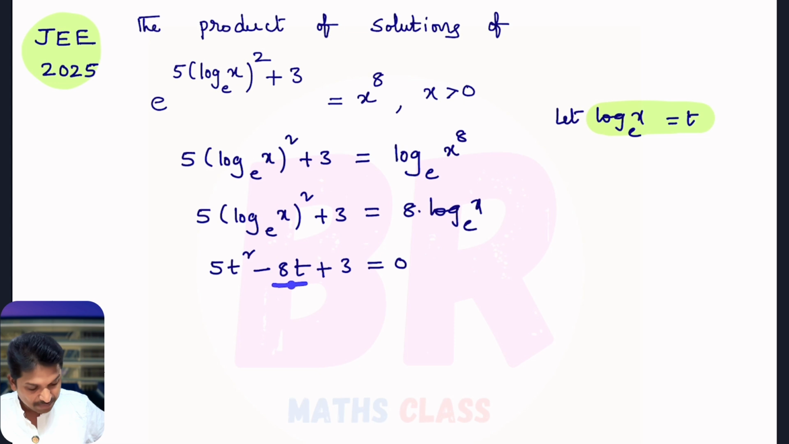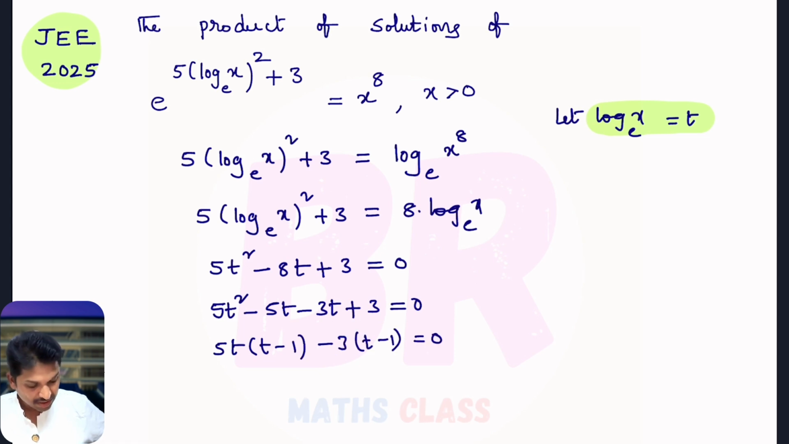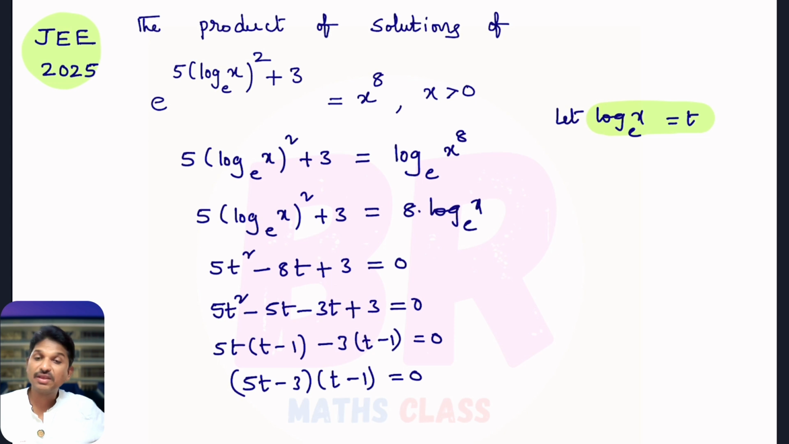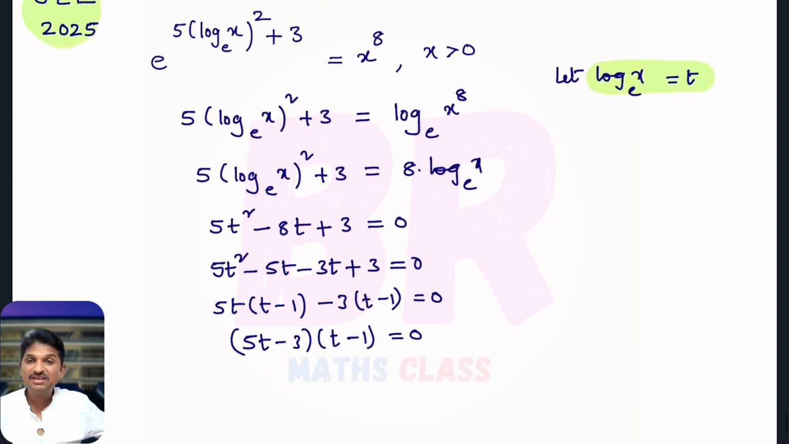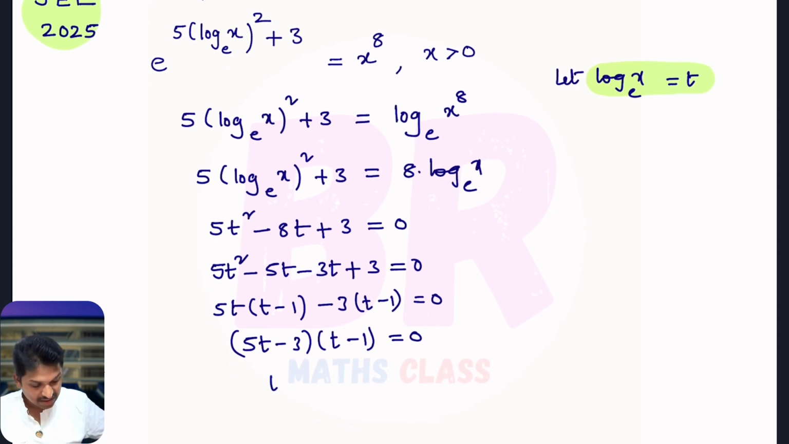Now split the middle term. 5t square minus 5t minus 3t plus 3 equal to 0. In these two, you can take 5t common. What you will get? t minus 1. In these two, you take 3 common. So this is (5t minus 3) into (t minus 1) equal to 0. Right. So what is t from this? Here t equal to 3 by 5 or t equal to 1.